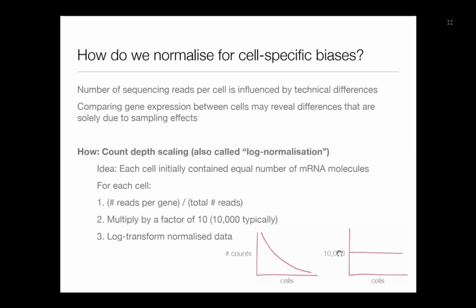So have a look at these two plots. The left plot would be before normalization. So we have some cells with a high number of counts and some cells with a low number of counts. And afterwards, they will all be at 10,000. And then we log transform the normalized data so we can more easily work with it.